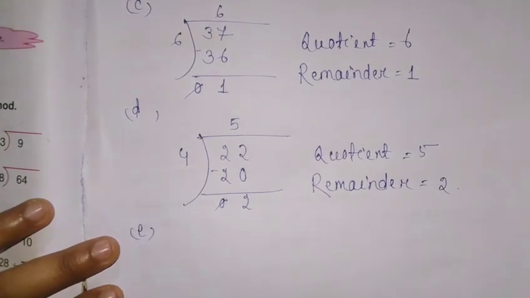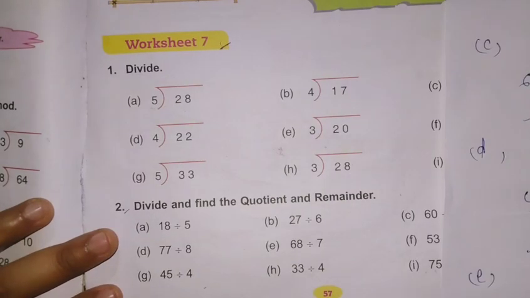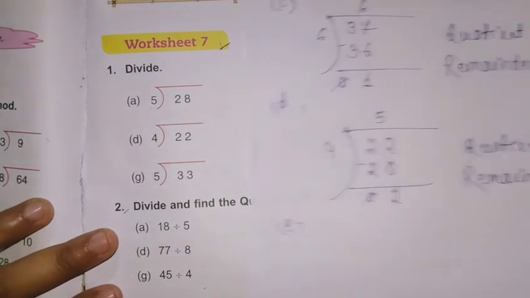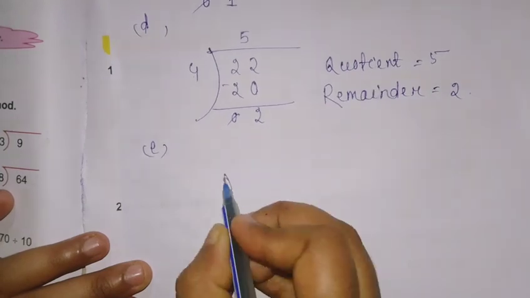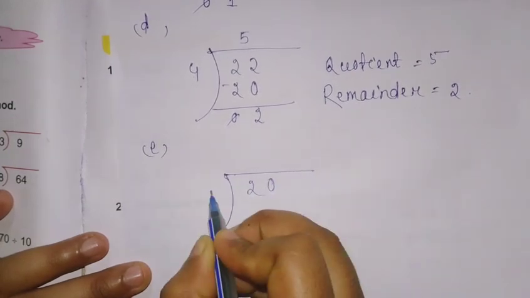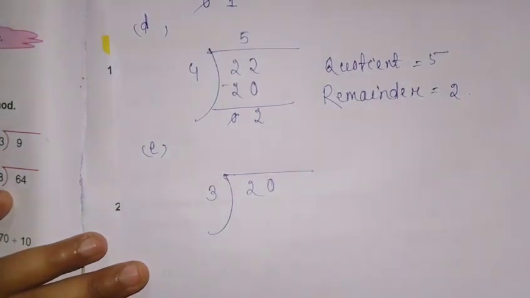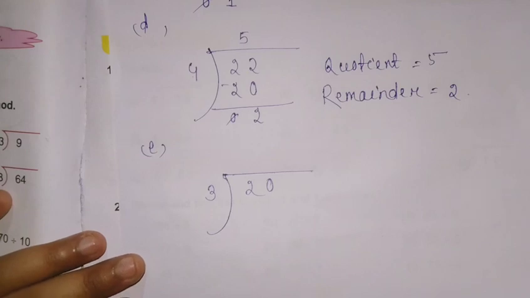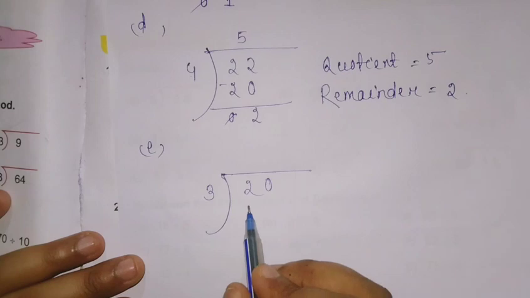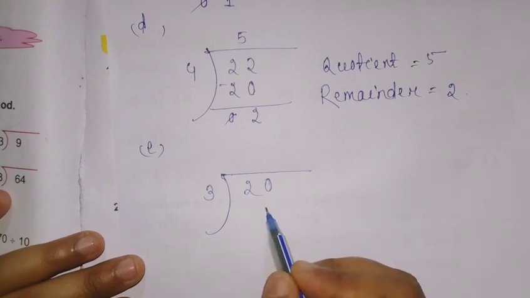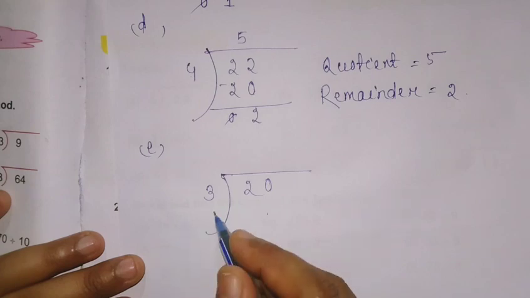Now we solve another point E. 20 divided by 3. First we recite the multiplication table of 3 till we get 20. We cannot find 20 in the multiplication table of 3.